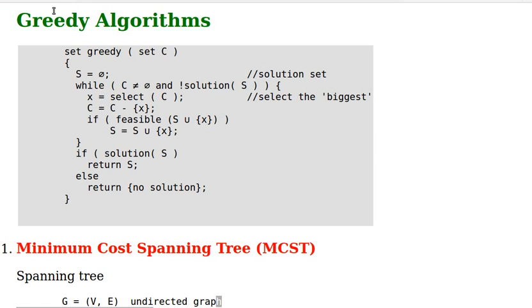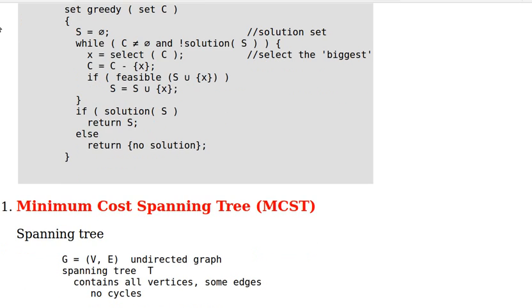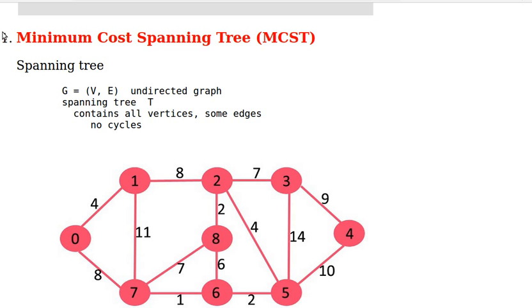In this video, we discuss another example of greedy algorithms. We will discuss the minimum cost spanning tree, MCST, and Kruskal's algorithm and its C++ implementation. Billy will first explain to you what an MCST is.